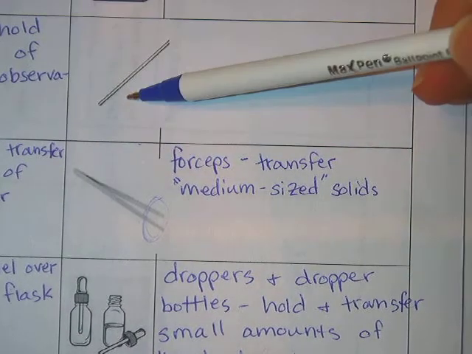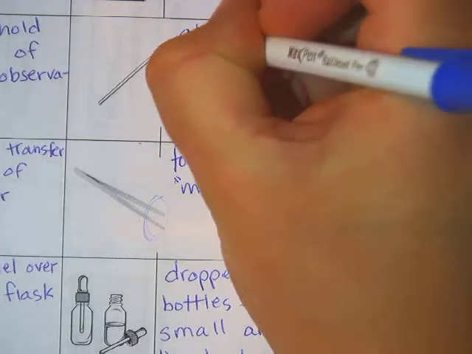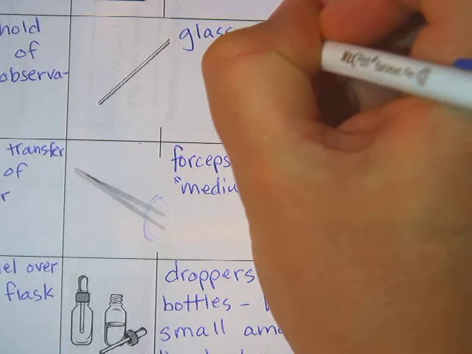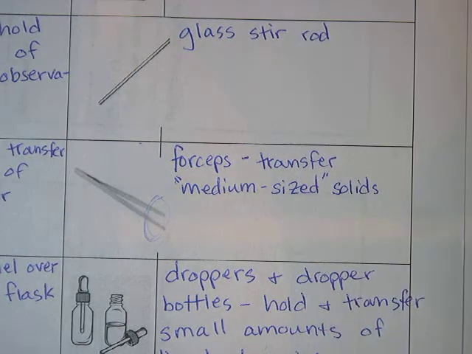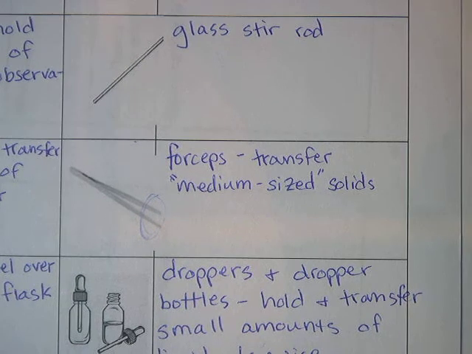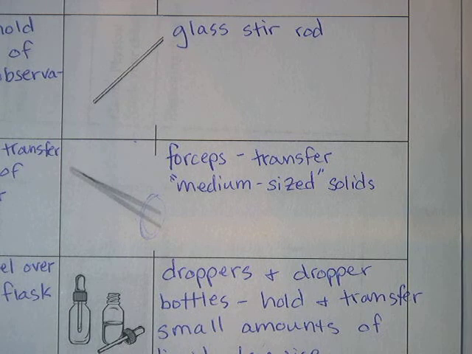This next one, the picture just kind of looks like a stick. This is a glass stir rod. It is made of glass, which means you need to be careful not to break it, and you need to make sure that it doesn't roll off of your countertop. So when you are at a station that has a glass stir rod, please make sure it's always placed where it can't roll off the table and fall on the ground and shatter. So put stuff on either side of it so it can't roll.